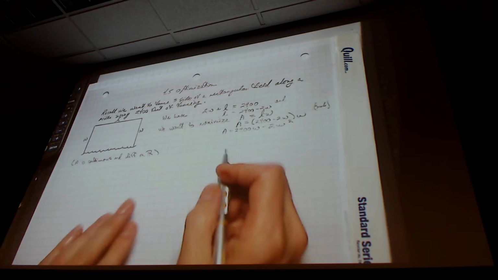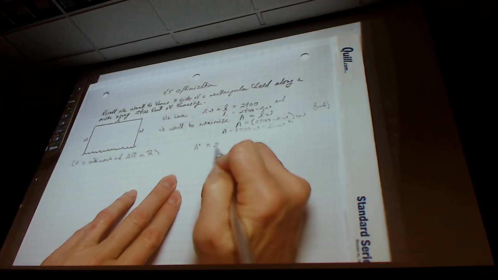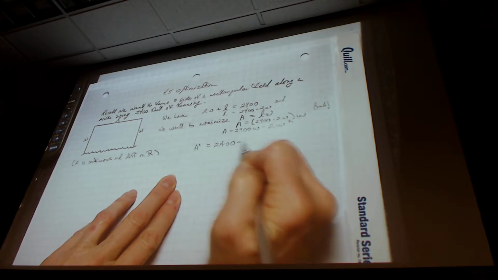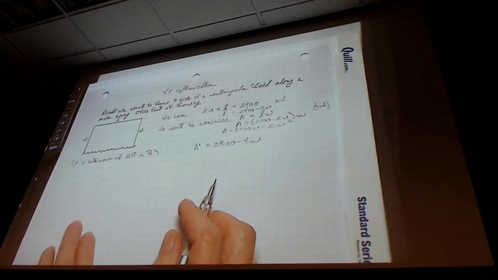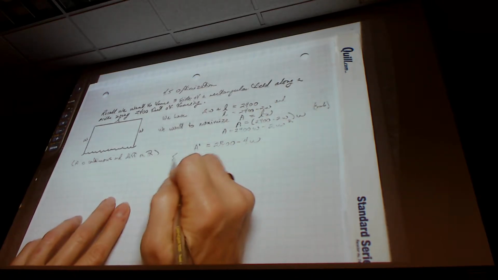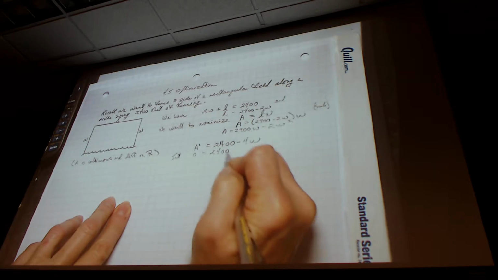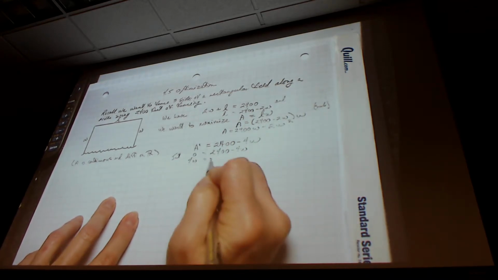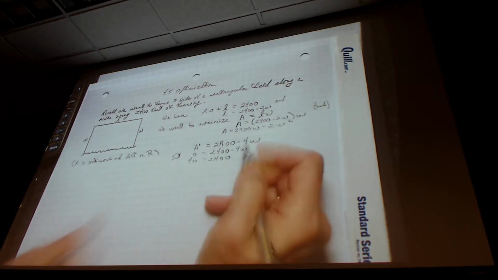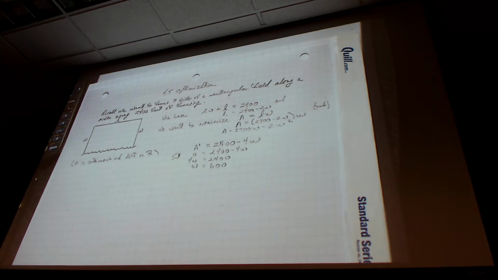Okay, so we want the derivative. Well, A prime is going to be 2,400 minus 4W, right? So we set it equal to 0. So that means 4W is 2,400. So that means W is 600.